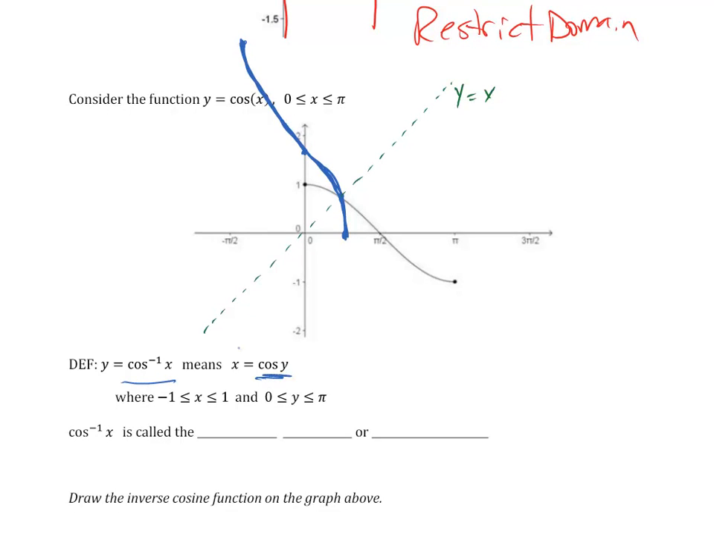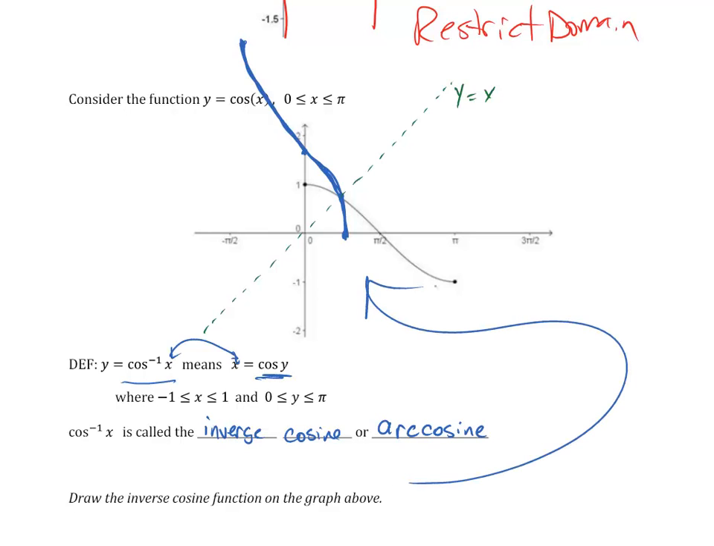Cosine of what angle here gives me the x that I'm plugging in inside? It's called the inverse cosine, or in some contexts we refer to it as the arc cosine. And so that's what the graph would then look like.